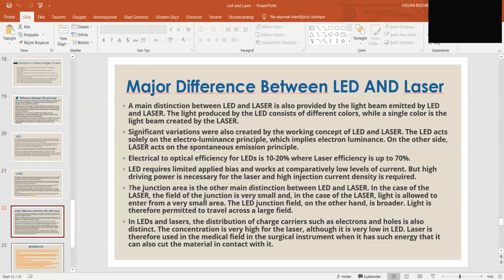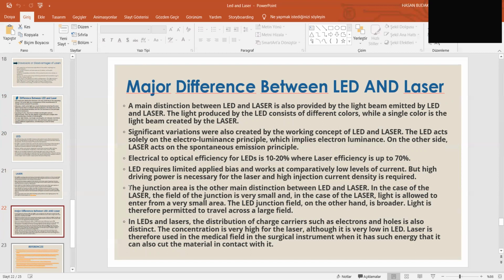The junction area is the other distinction between LED and laser. In the case of the laser, the field of the junction is very small, and light is allowed to enter from a very small area. The LED junction field, on the other hand, is broader. Light is therefore permitted to travel across a large field.